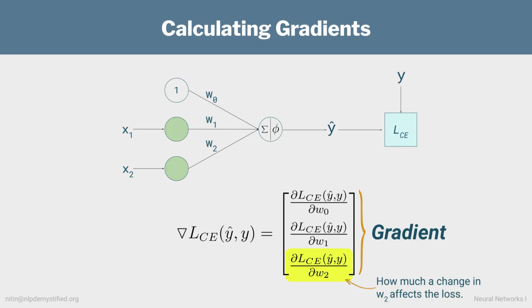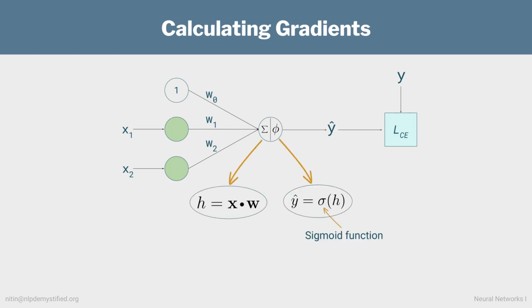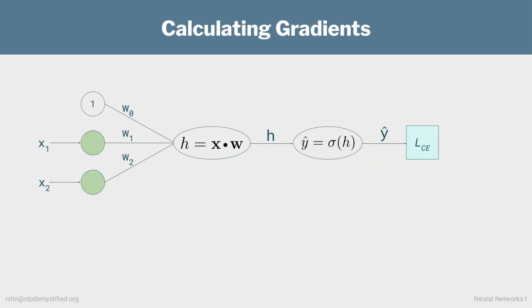So this last component is the derivative of the loss with respect to w2, or how much a change in w2 affects the loss. To make it easier, we'll break out this unit into its two separate steps. H is the value from the linear combination step, and y hat is what we get when we run h through the sigmoid function. Doing that leads to this. Let's say we want to know how a change in w2 affects the loss.